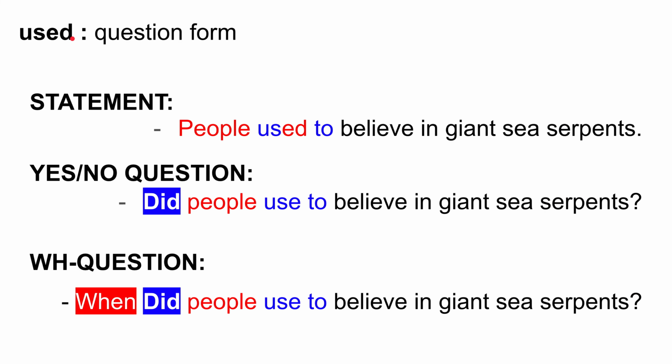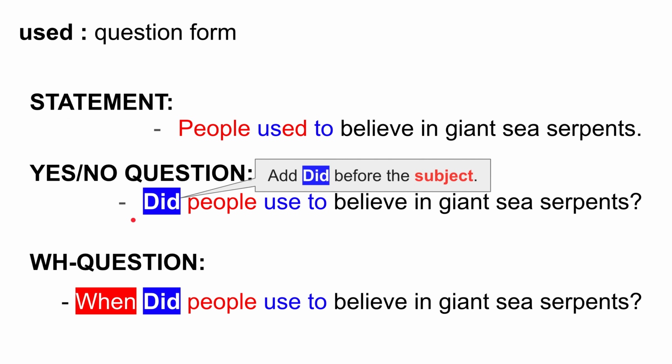To make a question with a used to statement: people used to believe in giant sea serpents. Okay, that's my statement now. How do I make this a yes no question? Well, I add did before the subject. So, did people used to believe in giant sea serpents?